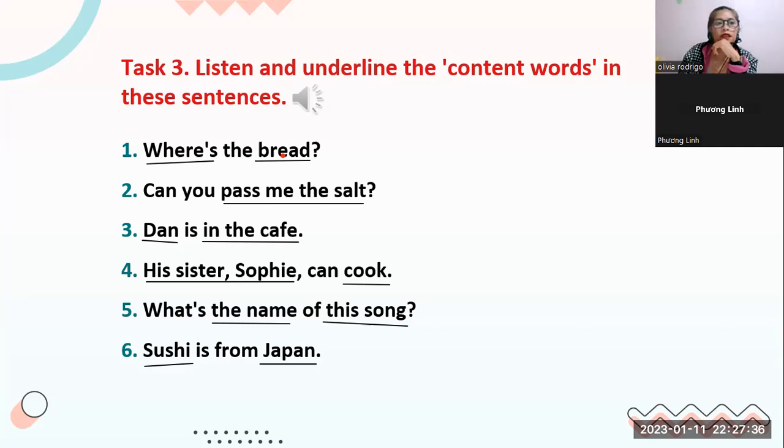it? Okay, let us check one again. Lesson 4C, Exercise 3. 1. Where's the bread? 2. Can you pass me the salt? 3. Dan is in the cafe. 4. His sister Sophie can cook. 5. What's the name of this song? 6. Sushi is from Japan.